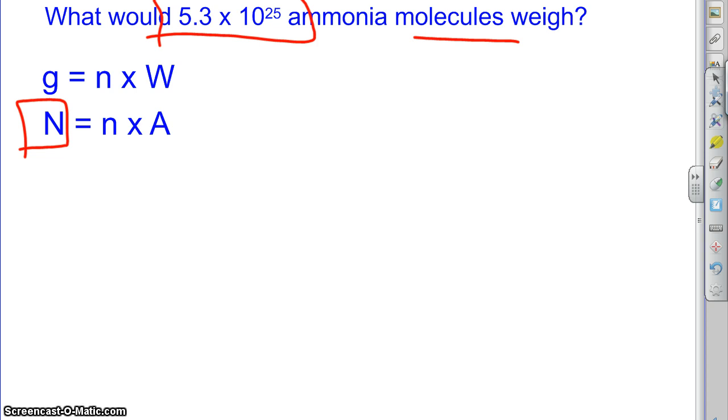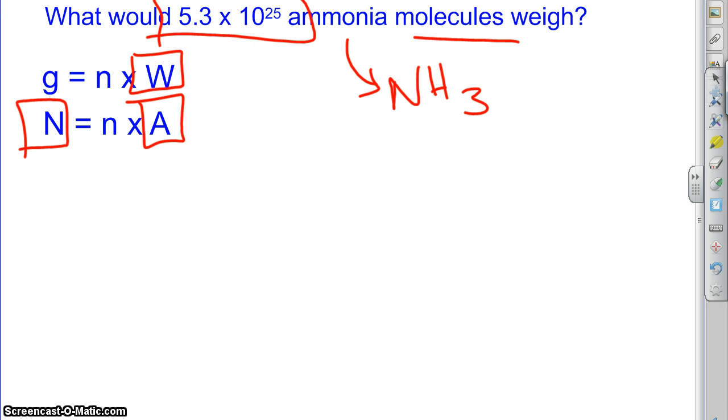Ammonia is something you maybe don't know what it is, but you could always look it up, and you could find that its formula is NH3. That means you know W. We always know Avogadro's number, and so the question then is asking us to find what it would weigh. Well, what it would weigh is the mass.